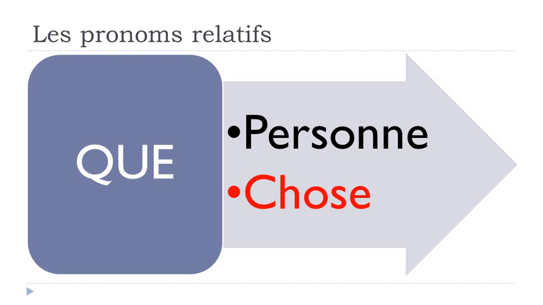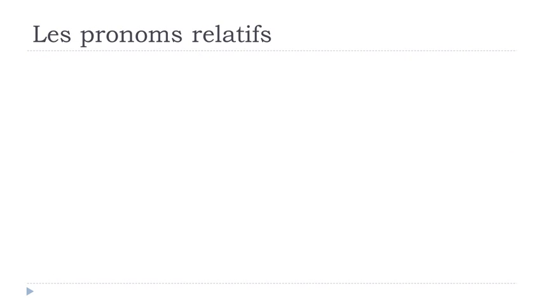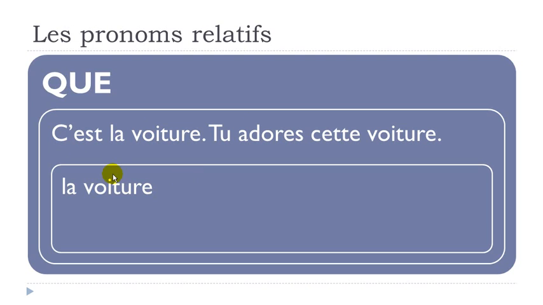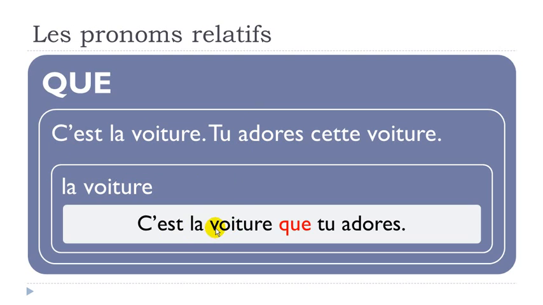So let's see now with une chose, a thing. Okay? C'est la voiture, tu adores cette voiture. Okay? And then obviously we don't want to repeat la voiture. Okay? Adorer, tu adores, tu adores cette voiture. C'est la voiture que tu adores. All right? So same concept. You first put que here, then subject verb.